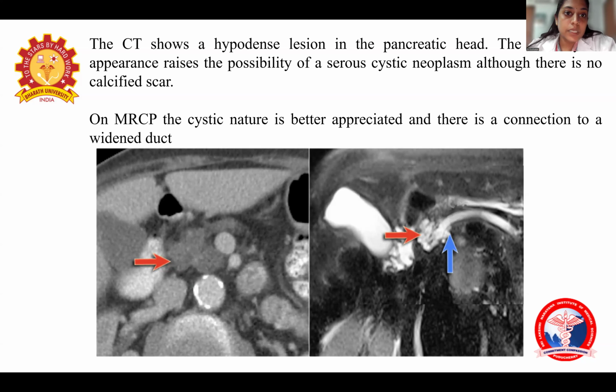Better appreciated, yes. The CT shows a hypodense lesion in the head of the pancreas. The microcystic appearance has raised the possibility of a serous cystic neoplasm, although there is a calcified scar. So we'll have to do an MR. Coming to the MRCP, the cystic nature is better appreciated, and yes, there is a connection to the widened duct. See, you can see that the red arrow shows a cystic lesion here. In a CT, you cannot appreciate the dilated duct or anything. Whereas in an MR, the blue arrow depicts the dilated duct. Red arrow shows the cystic lesion. So this lesion has a communication with the widened pancreatic duct.